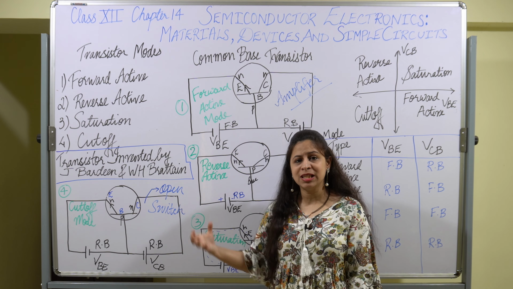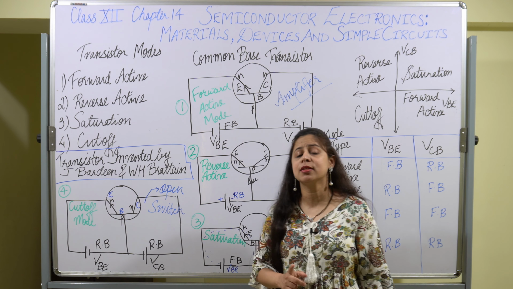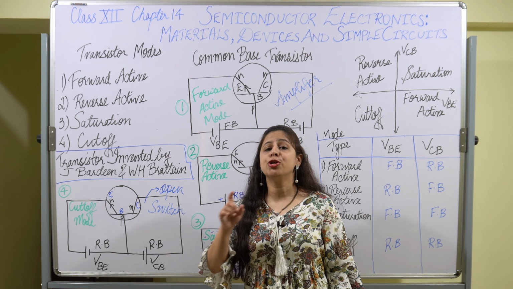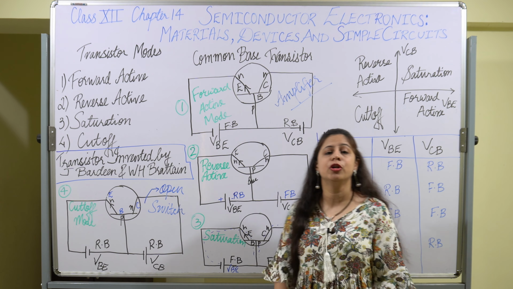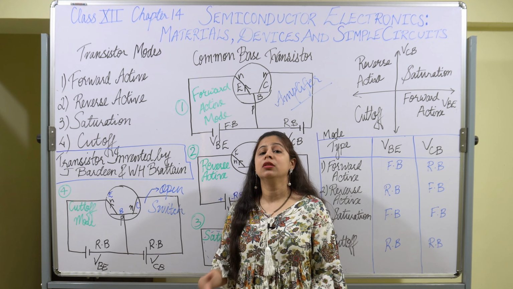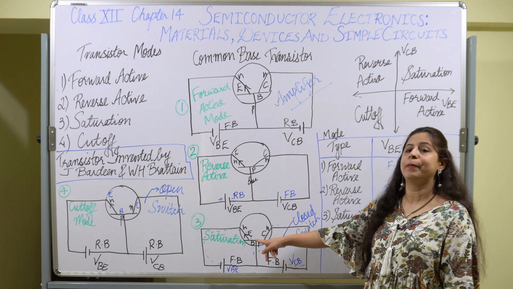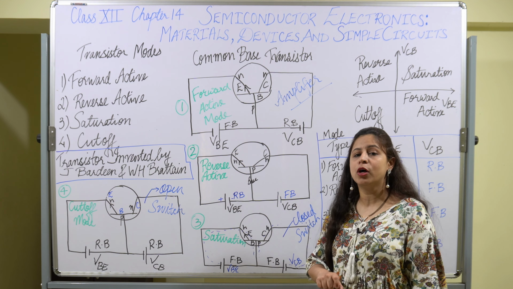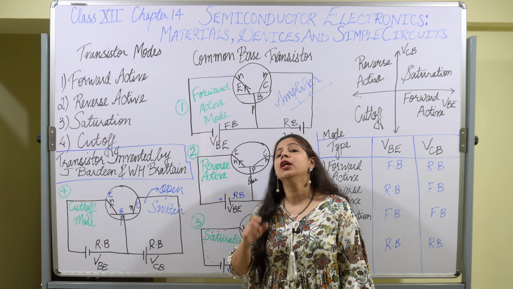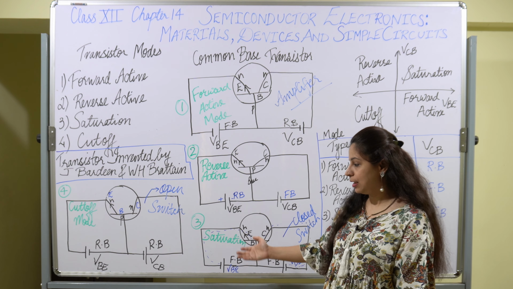So basically from these modes we can conclude that our transistor has two applications. The first application is working as an amplifier, for which it should be connected in the forward active mode. Secondly, my transistor works as a switch. To work as a closed switch, the transistor should be operated in the saturation mode, and to work as an open switch, it should be connected in the cutoff mode. So these were all 4 modes which were discussed in this video.